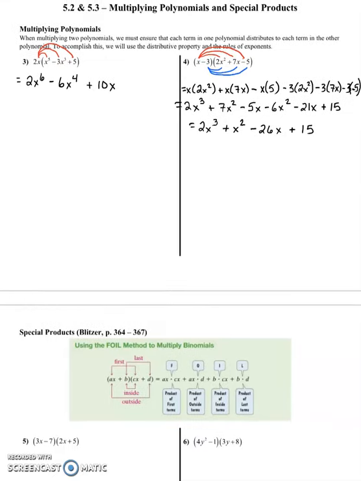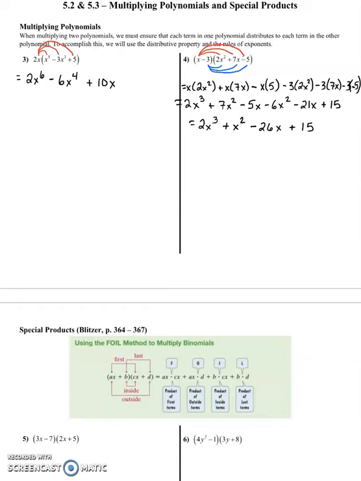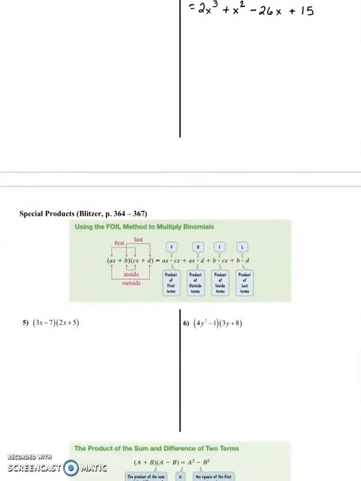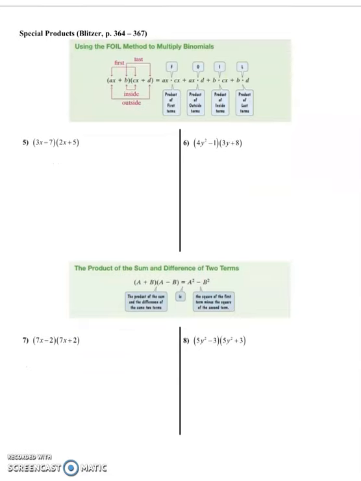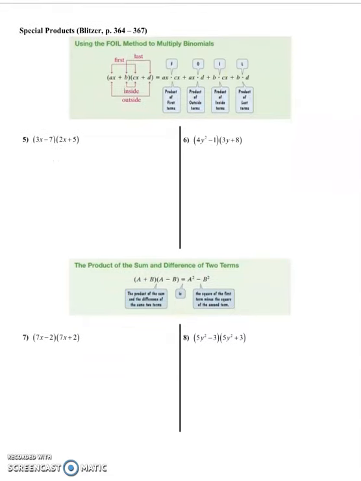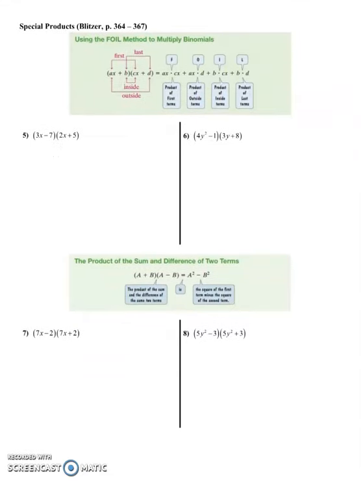All right, let's talk about special products. One of the things that most of you might remember from previous math classes is the FOIL method. And remember, FOIL stands for first, outer, inner, and last. And it's really the same thing as the distributive property we talked about before, but we use it when we multiply one binomial by a second binomial.